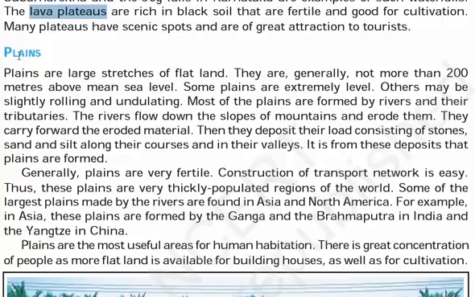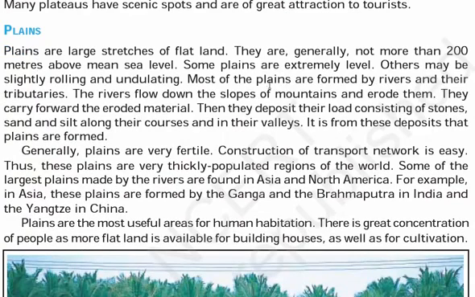Now we'll go to plains. Plains are a large stretch of flat land. They are generally not more than 200 meters above the mean sea level. Most of the plains are formed by rivers and their tributaries. When a river flows, it takes away all the soil and mud with it, right? And that's how a plain surface is usually formed.